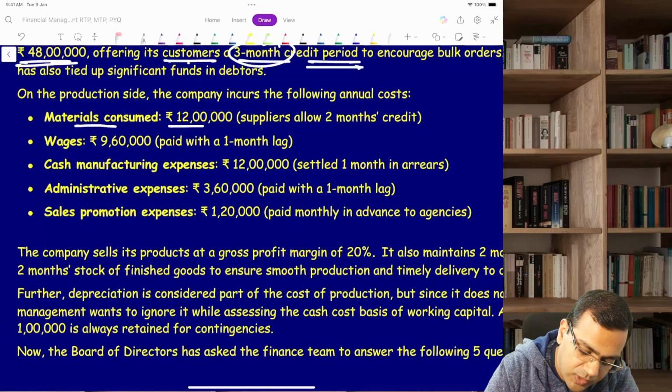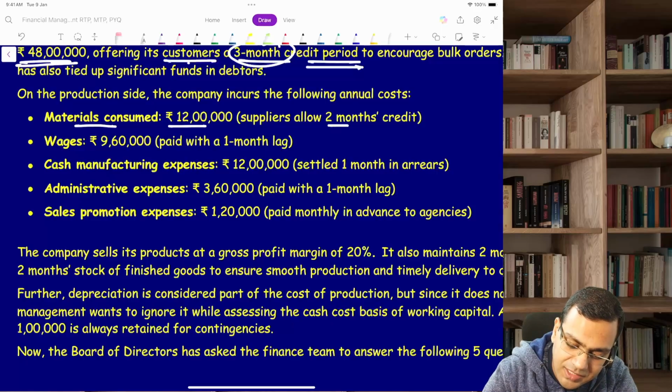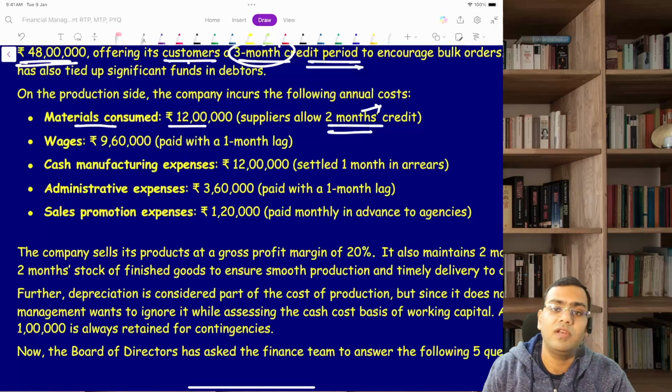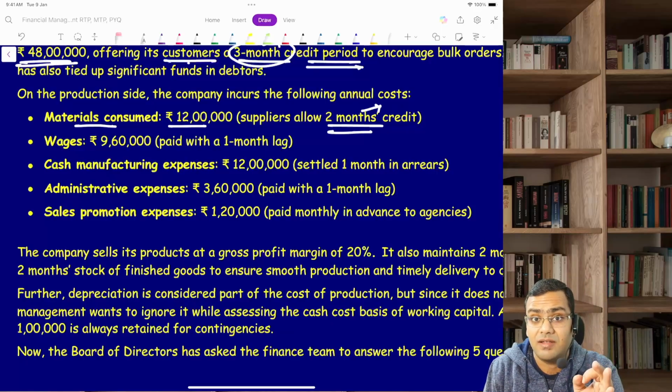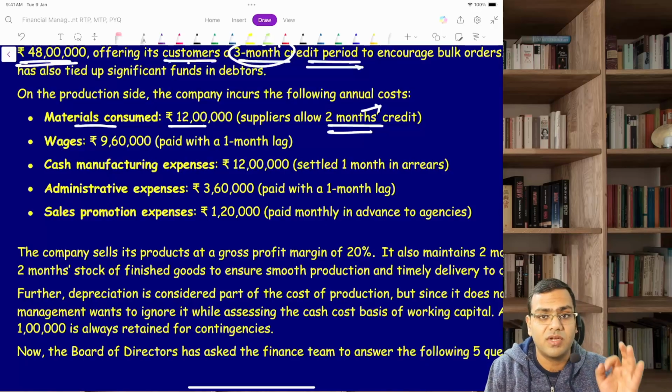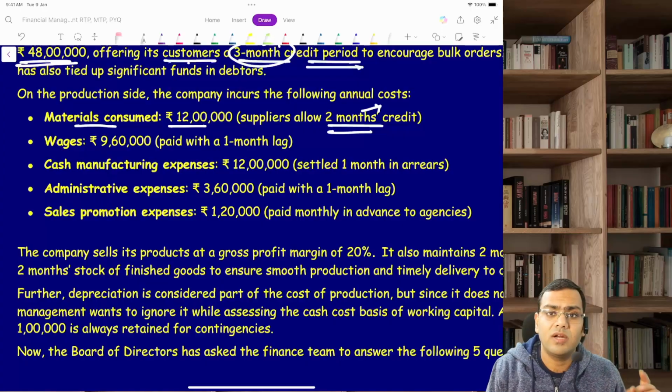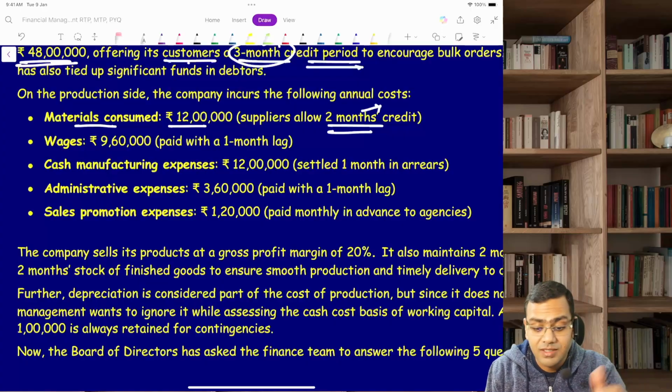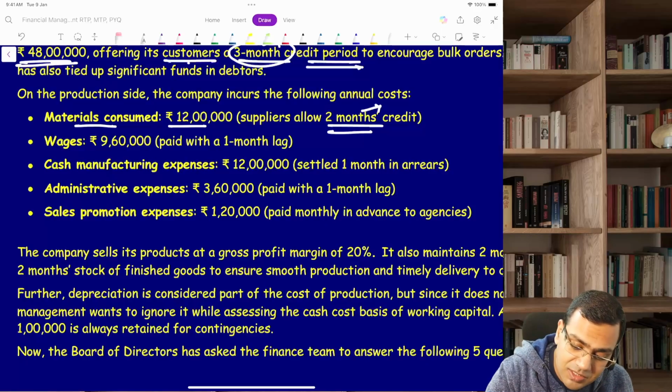Material consumed rupees 12 lakh, suppliers allow 2 months credit. Now please be very careful here. Please do not take it as R. It is not R. R is the raw material holding period, that is for how many days or how many months you are holding the raw material in the store. But this is the supplier's credit period. That means this is the value of C that is given to you.